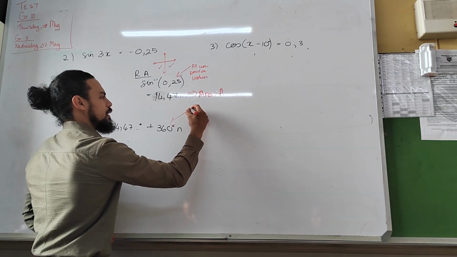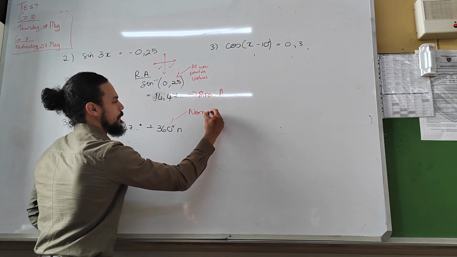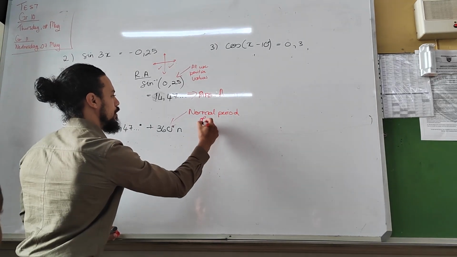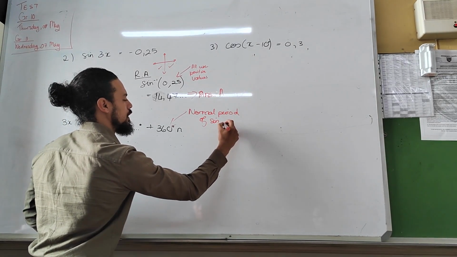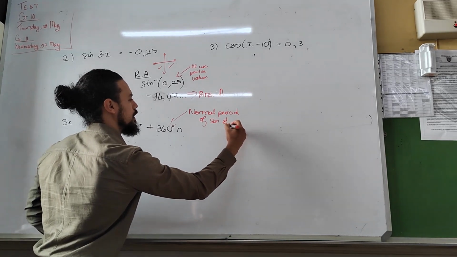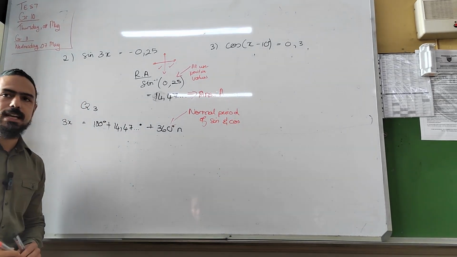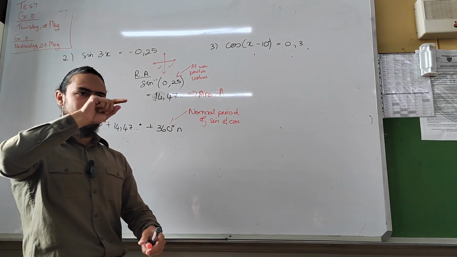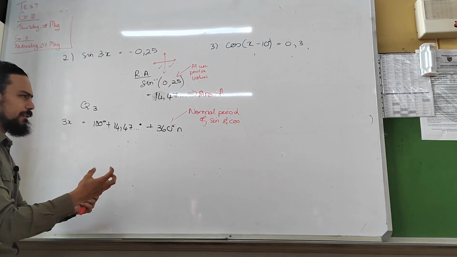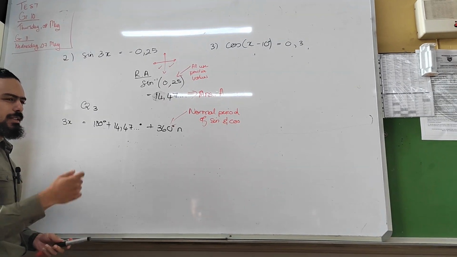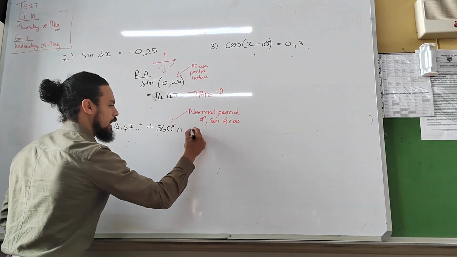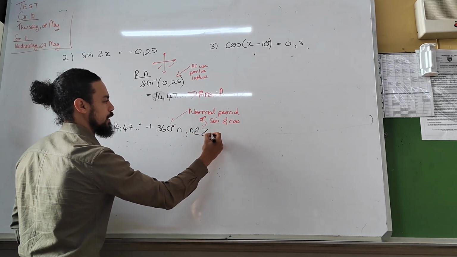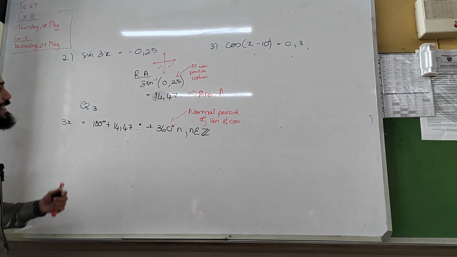Normal period of sine and cos. Normal period of tan is 180. What does that mean? If you look at graphs, it means that is what it takes the normal function to complete its cycle. All right. And then we're going to say n is an element of integers. So this is the general solution.